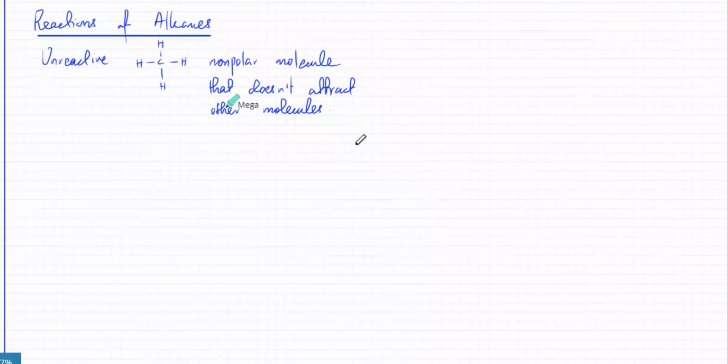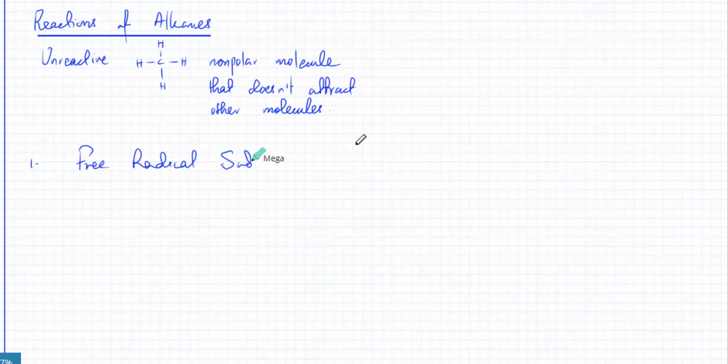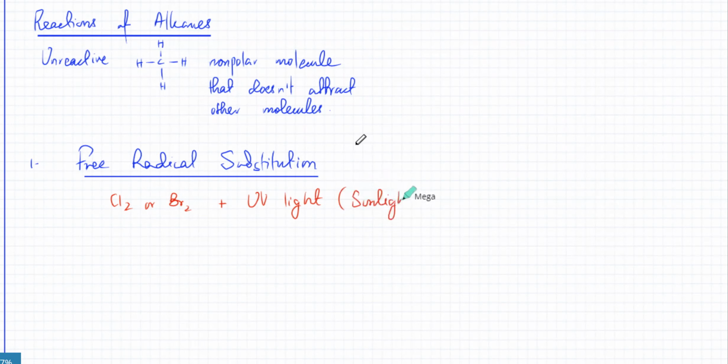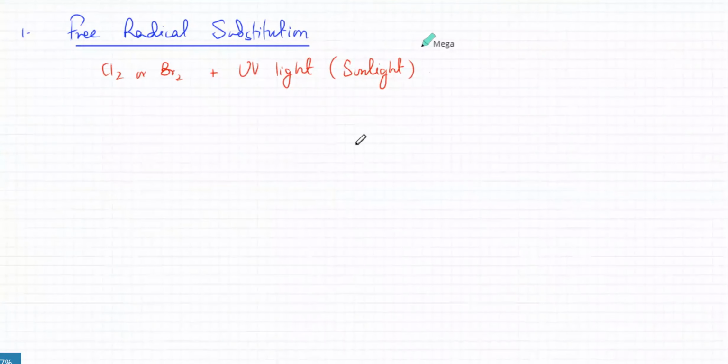But they do have one reaction, and that is the free radical substitution reaction. This reaction happens with halogens, mostly with Cl2 or Br2, and you need UV light for that, or sunlight. So you need sunlight for this reaction. You've studied this; it was one reaction that you studied in O-levels as well. Free radical substitution. The overall reaction is kind of simple.